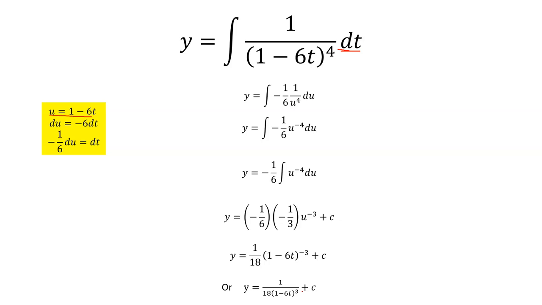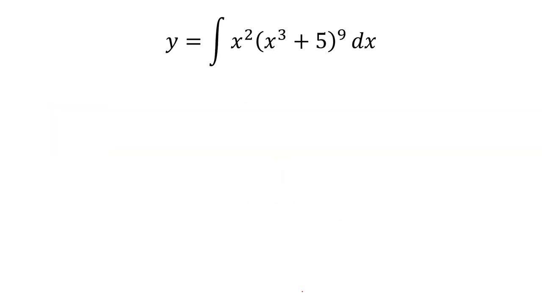Now let's try another one. So here we have y is equal to the antiderivative of x squared times the quantity of x cubed plus 5 raised to the 9th power dx. So keep in mind our exponents when we look at what's going to be our derivative. So go ahead and pause it, work on this on your own and then come back.